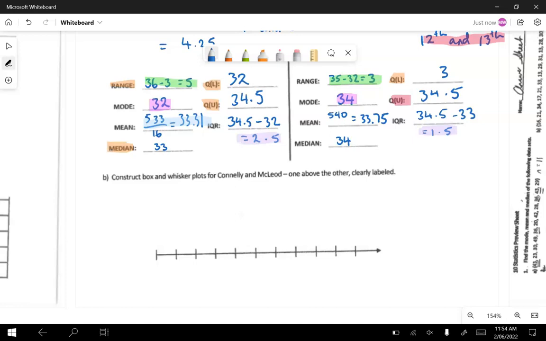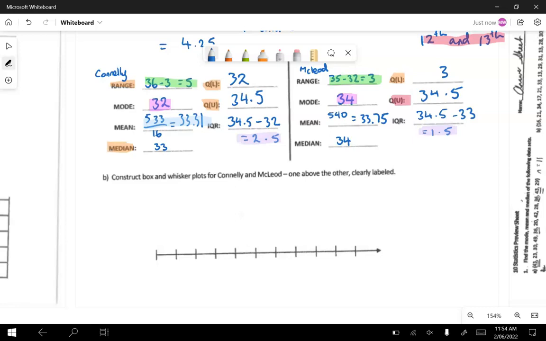So if I'm plotting the first one here, which was Connolly, you'll be able to see this on your sheet, but I can't. So just so we don't get confused as we go, let's do Connolly first. It's a box and whisker plot. Draw the box first. Start with the lower quartile.